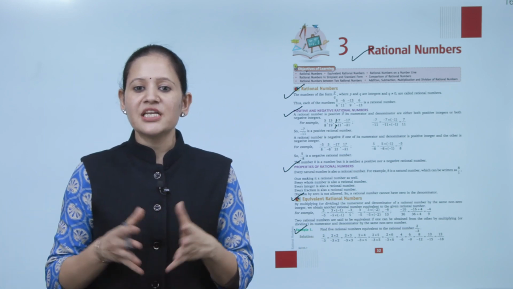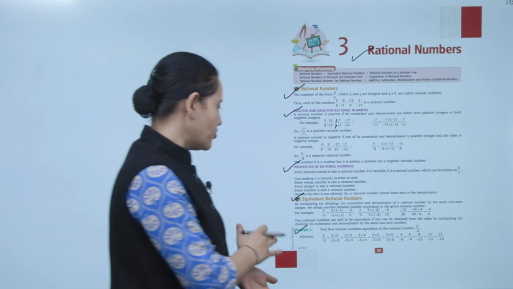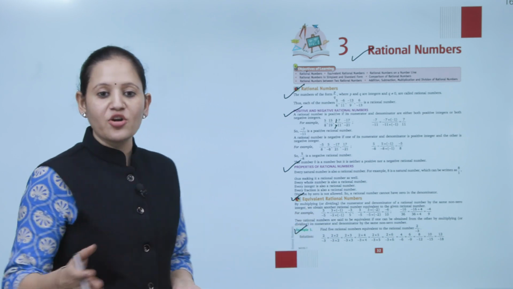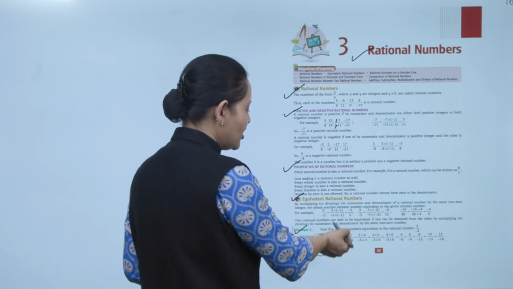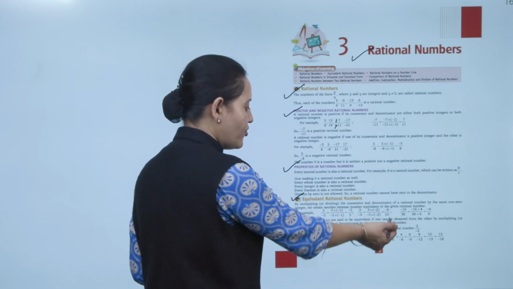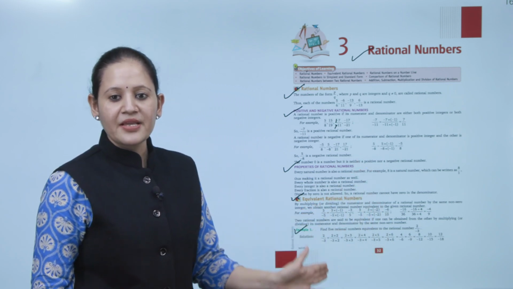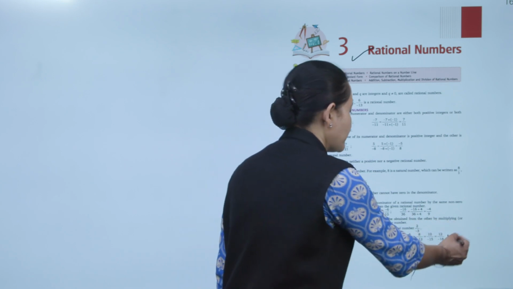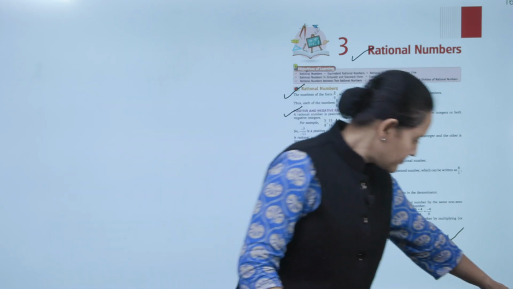Find 5 rational numbers equivalent to the rational number 2 upon minus 3. So what we'll do? We multiply both the numerator and denominator by, first, like 5 rational numbers find करने. So first 2, then 3, then 4, then 5 and then 6. So we'll get 4 upon minus 6, 6 upon minus 9, 8 upon minus 12, 10 upon minus 15 and 12 upon minus 18. All these are equivalent rational numbers.